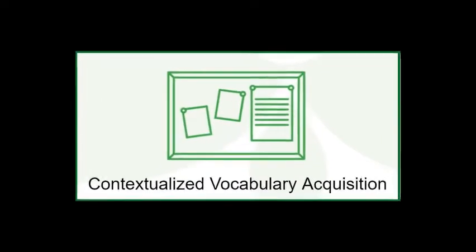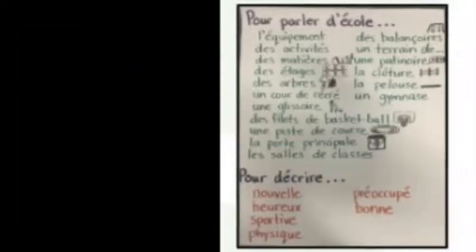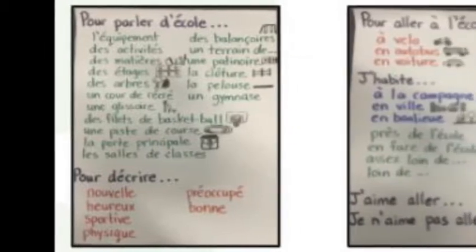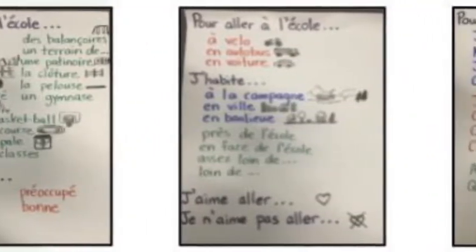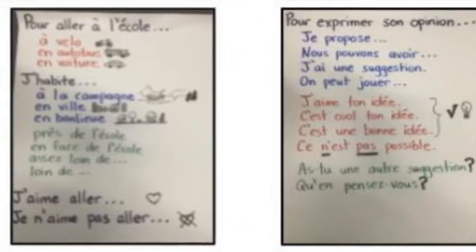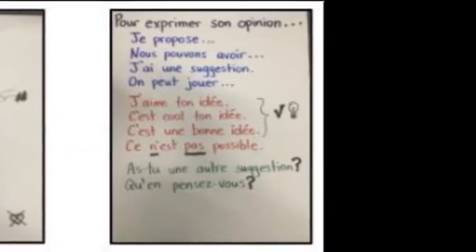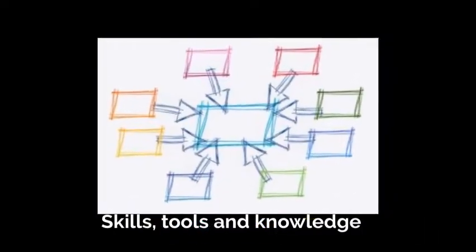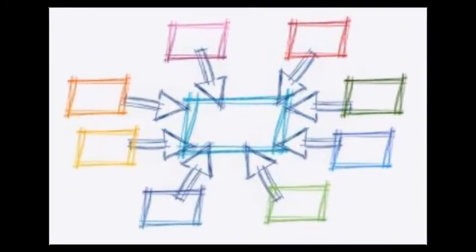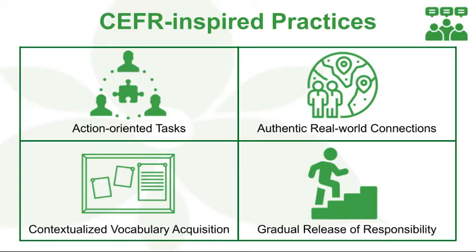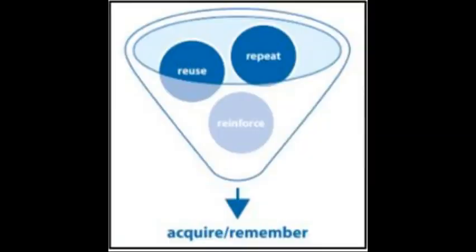Contextualized vocabulary acquisition is required to successfully engage in action-oriented tasks. In other words, the vocabulary, language structures, and grammar components that are being taught and practiced in class have a purpose and are connected to the action-oriented task. As educators, we need to ensure that the learners have the skills, tools, and knowledge they need to successfully complete the action-oriented task. In order for learners to effectively speak and use the French language, the vocabulary and language structures need to be repeated, reused, and reinforced.